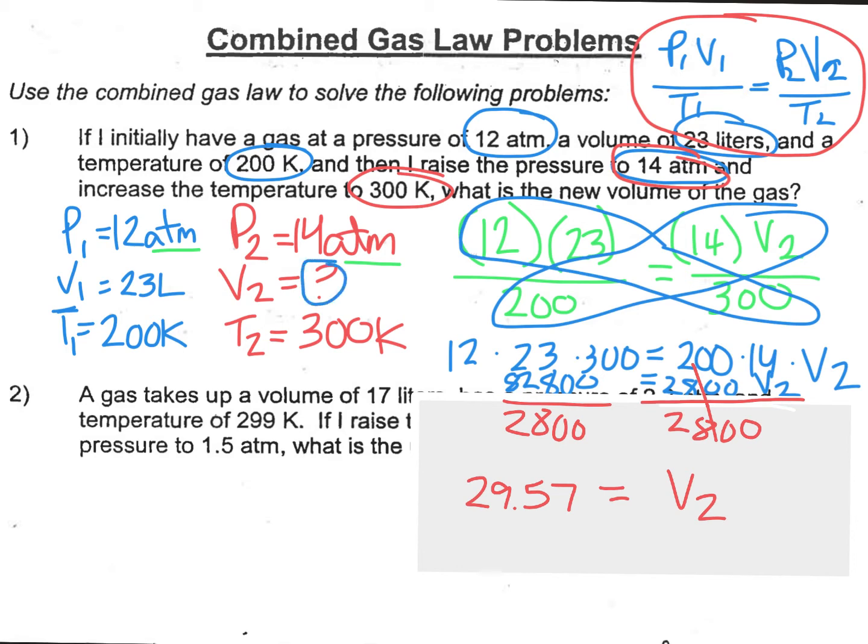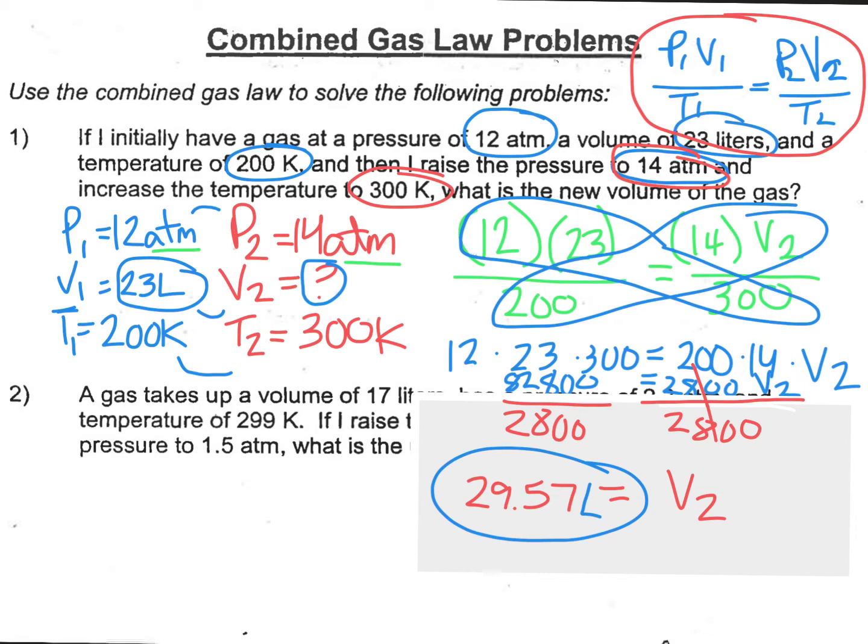So for volume 2, the volume is going to be the same as volume 1 for the units. So that's liters. So we're going to need to put liters in there. So what happened? As you increase the pressure and increase the temperature, you also increased the volume from 23 to almost 30 liters. You can see how all of these play a different role and part in the gas. But there you go. That was problem number 1.